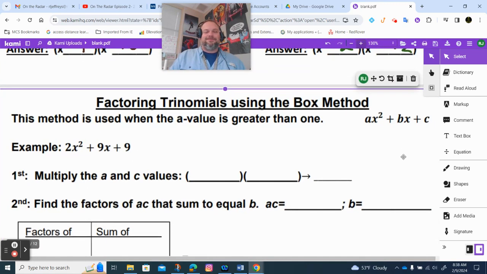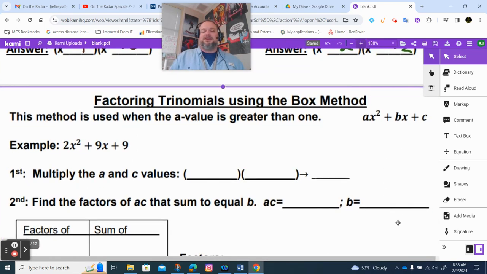All right. We're going to learn the box method today of factoring. There's other methods. I like the box method because it's very visual. So like this.